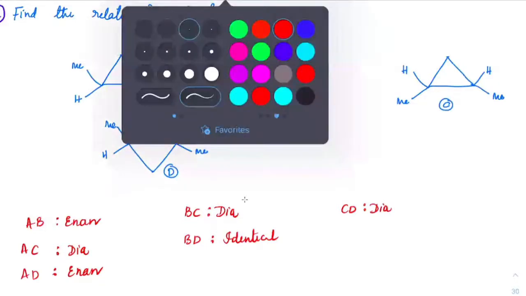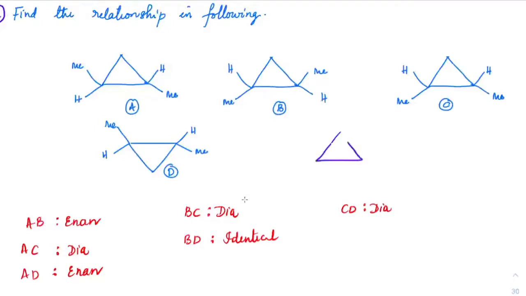Suppose I write one more molecule here, where I have 2 methyls up and 2 hydrogens down. Let's call this E. C and E, what are they? Mesoforms. Identical and mesoforms. Why identical? Because they are superimposable. And because they have an RS configuration here, we can say they are mesoforms.